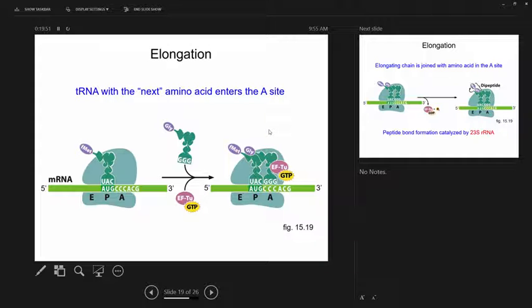So remember, the P site is the peptidyl transfer RNA site. It's only got one amino acid here, but if it had a big chain, it would have the whole peptide on it. The transfer RNA with the next amino acid comes into the A site, which remember is the aminoacylated tRNA site. So the site with the transfer RNA with an amino acid on it.